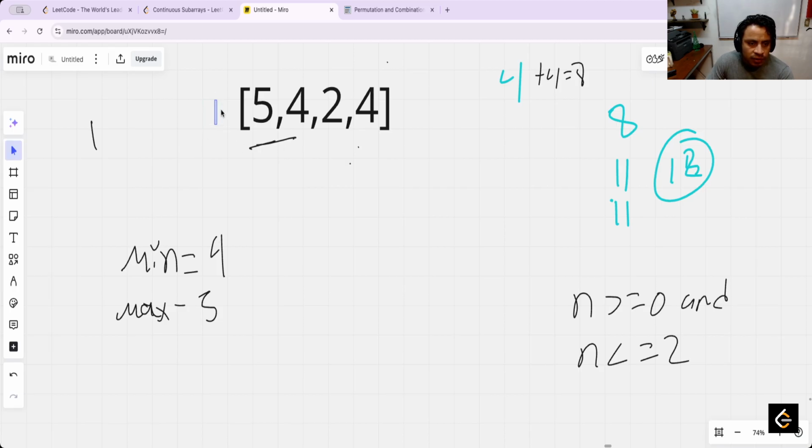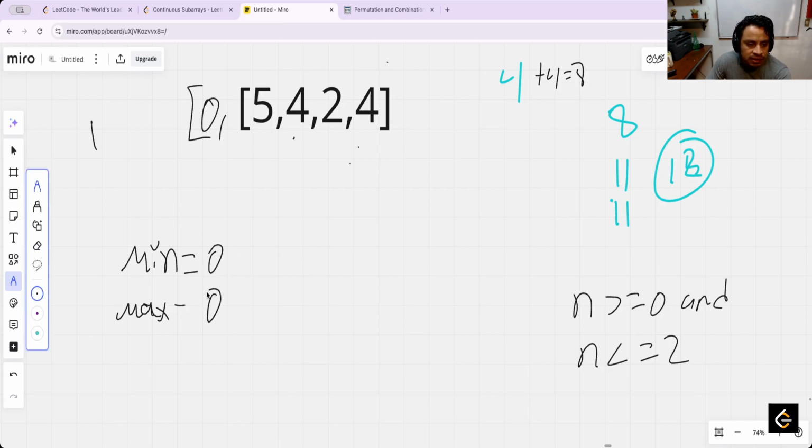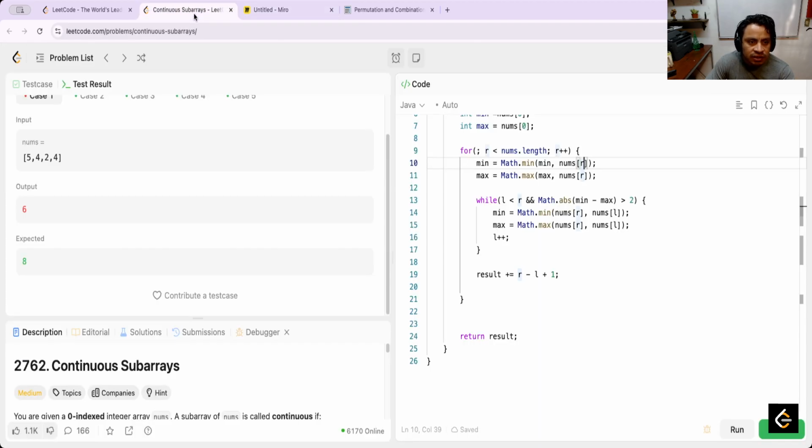Okay, but what happened if at the beginning I have a 0? Min and max is 0 and 0. Now move to the next. The max is 5. In this case I need to move here, but I am taking again the 0. The 0 never changed.